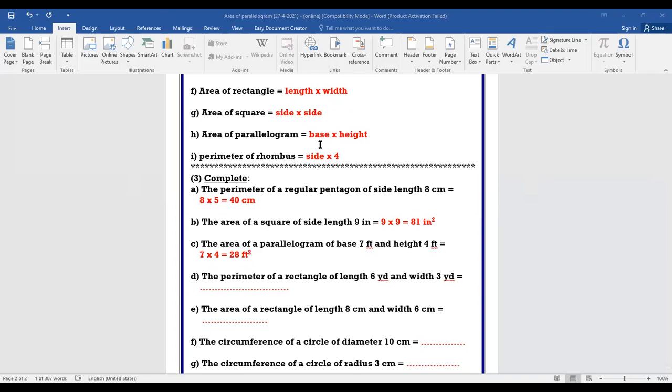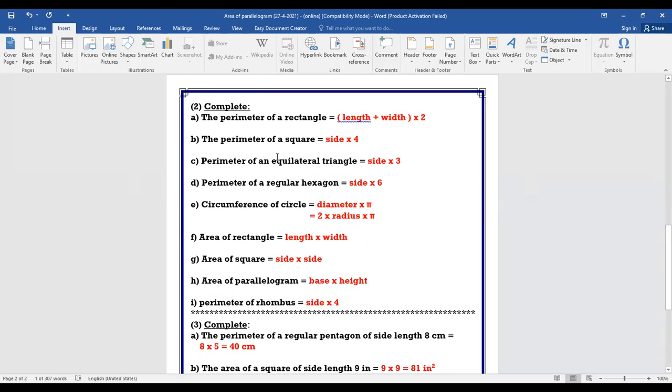Mr. Can I answer? Okay, go ahead, Ady. The perimeter of a rectangle of length 6 yards and width 3 yards. 6 multiply 3 equals 18. No, it's wrong. That is the area, Ady. This is the formulas again.